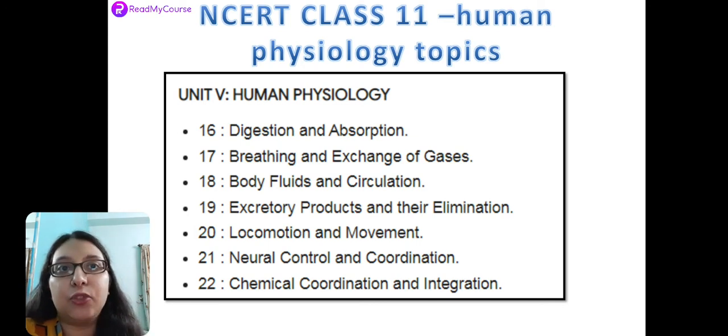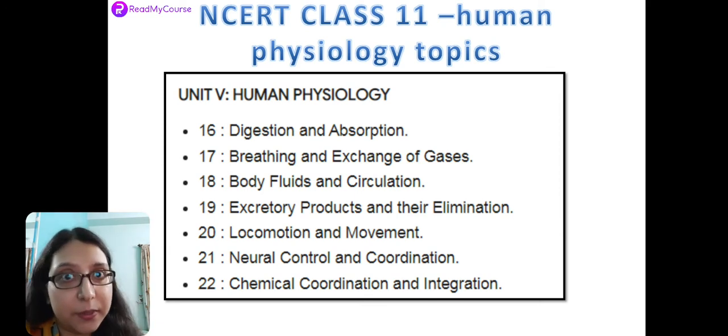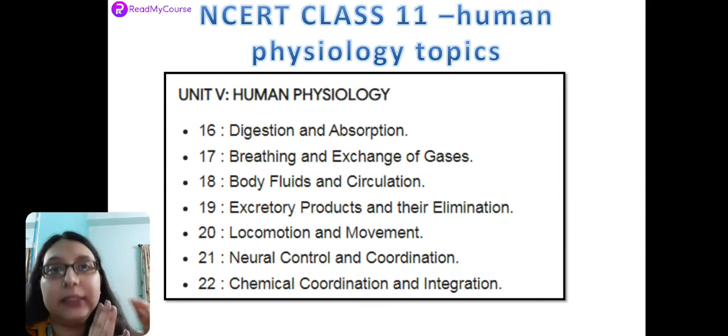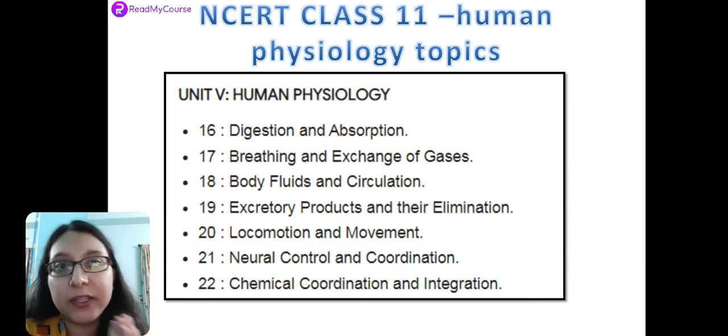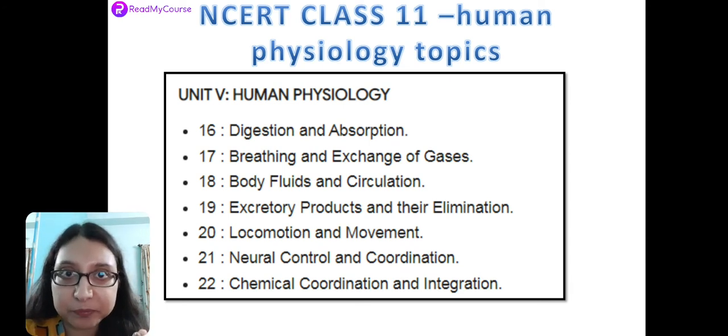Then we have chapter 20, that is locomotion and movement. Then chapter 21, very important, neural control and coordination. Then chapter 22, the last chapter, chemical coordination and integration. Now this was the syllabus which had been provided, but in this academic session 2021 some syllabus has been cut out from the NCERT. So we will have a look at what portions have been removed from the syllabus.